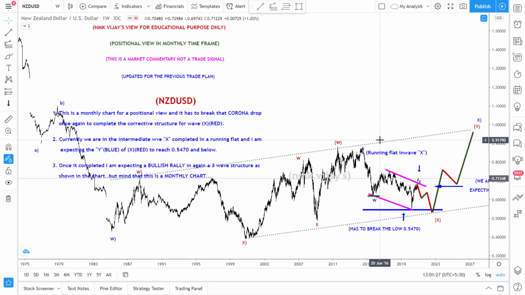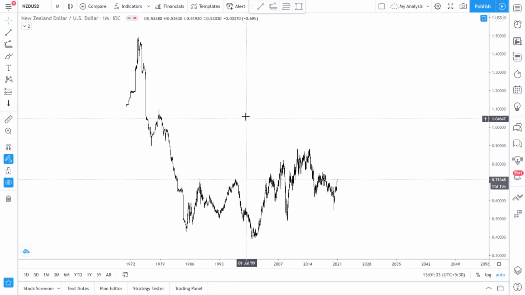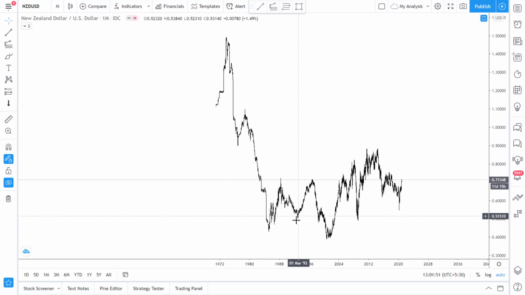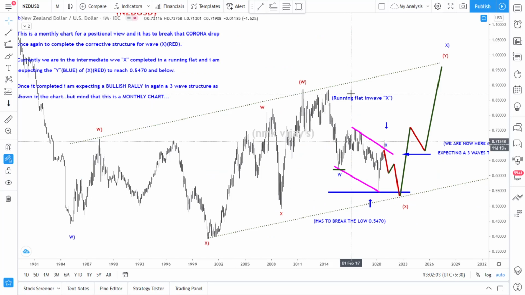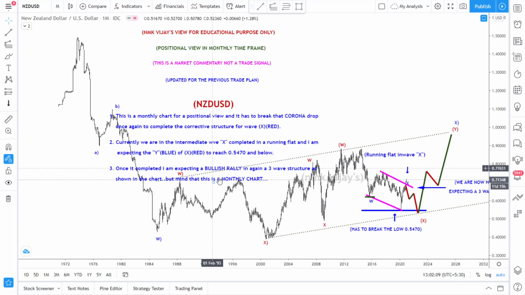Here also we will look at the monthly chart. Simply, it is A, B, C, and from here it has to break this low, but it has already broken this low. So that means we are in that irregular flat formation to continue to the downside. Whether it makes one more new low or only breaks this low, the Corona drop, depends upon the price action in the DXY. So in that case, for example, I marked this as B, C, as a or W, because a lot of W is going on.